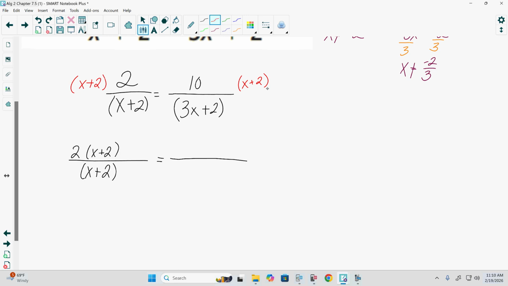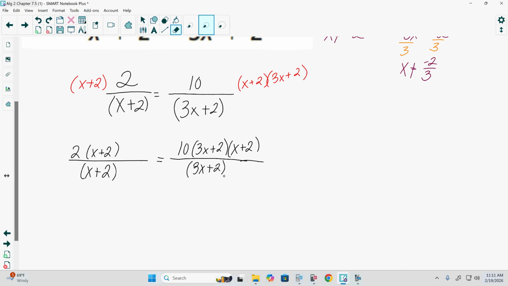Let's look at the right. Well, multiplying that by x plus 2, does that get that fraction to reduce? Well, no, because the denominator, the bottom of it, is not x plus 2. It's what? 3x plus 2. So we'd actually need to multiply it by 3x plus 2. Because we get that 10 times 3x plus 2 times our x plus 2, because we have to multiply both, and that 3x plus 2 and the 3x plus 2 on bottom would cancel.